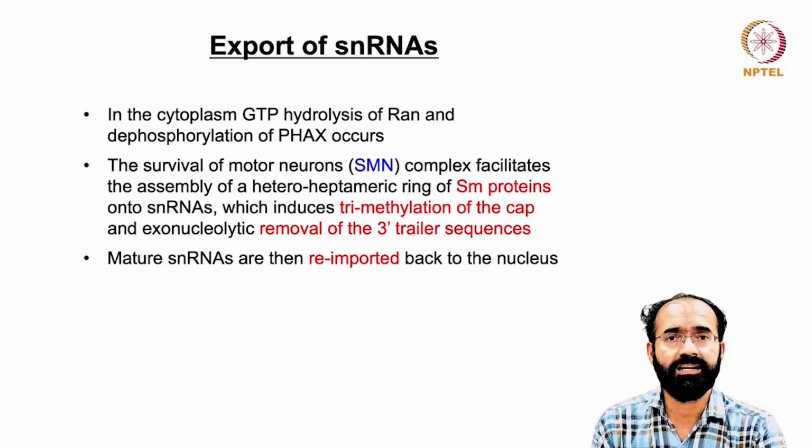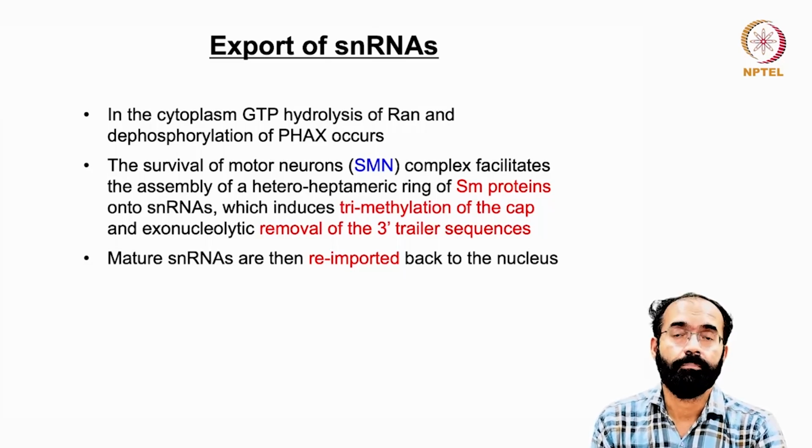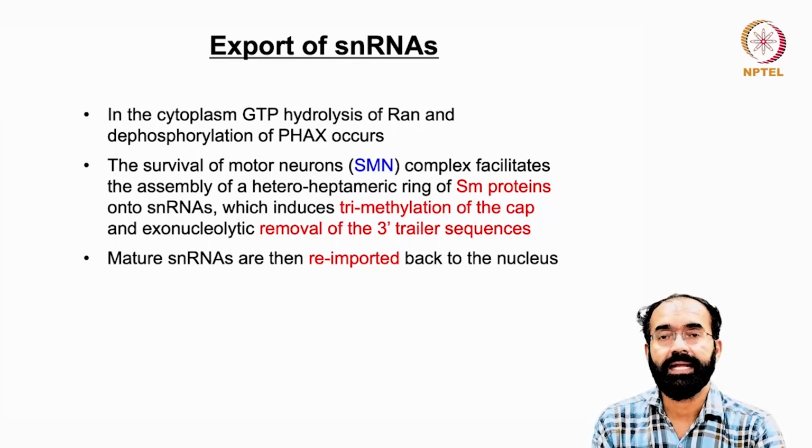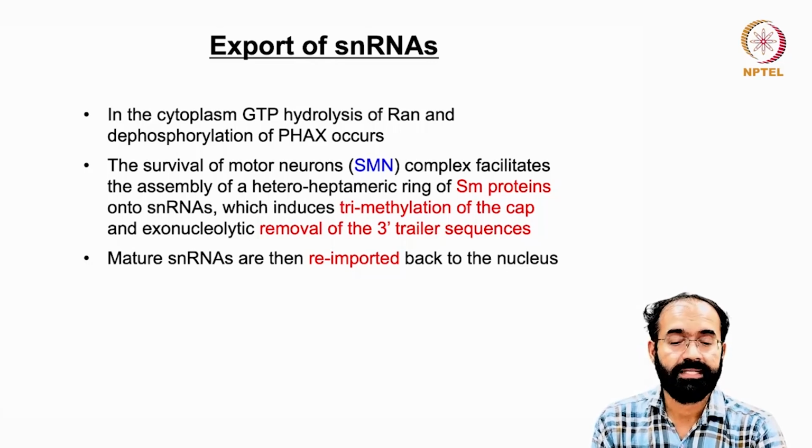Once these features are done, the trimethylation and trimming of the 3' end, and such maturation events have taken place in the cytoplasm, these mature snRNAs are re-imported or relocalized back to the nucleus, because they have to function in the nucleus.